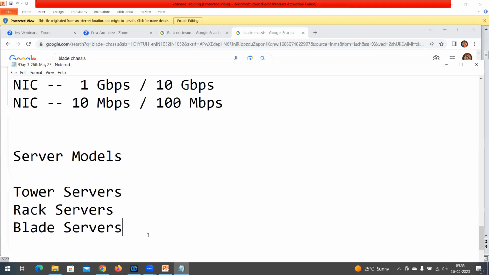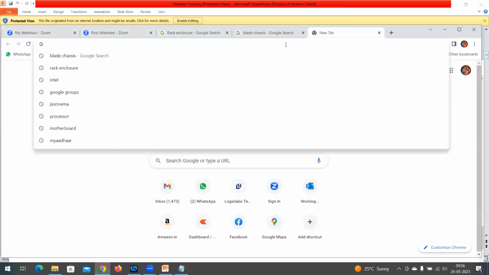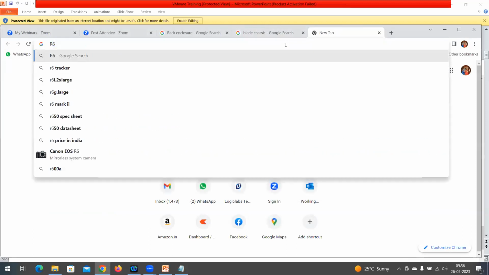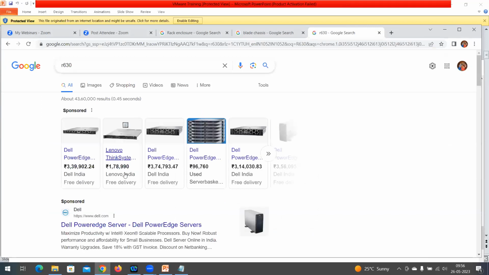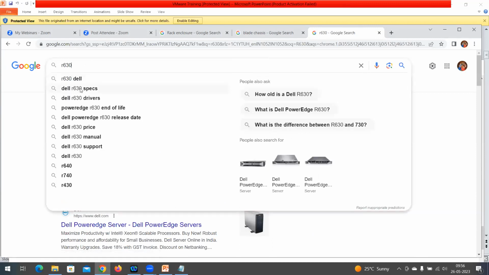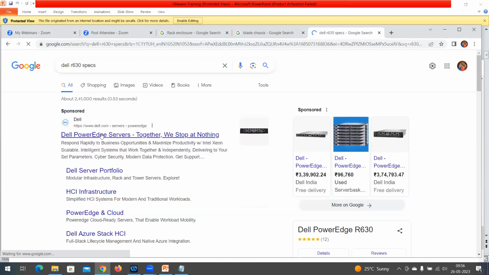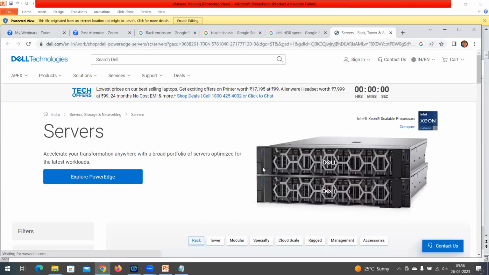So what is our environment in the lab? We have the Dell PowerEdge R630. This is a rack server. What we are looking at is a Dell PowerEdge rack server. See here, it is a 2U rack server. If you want the specification, you can go through the specifications.